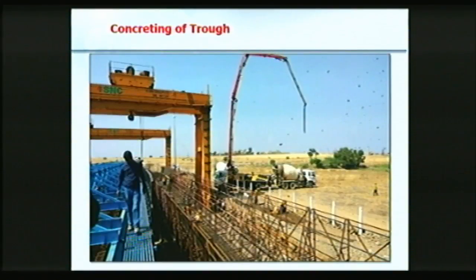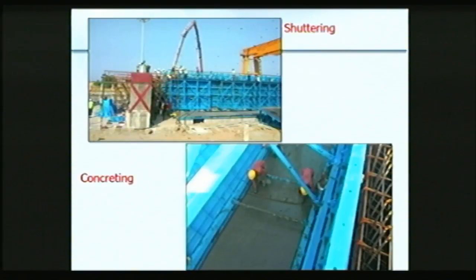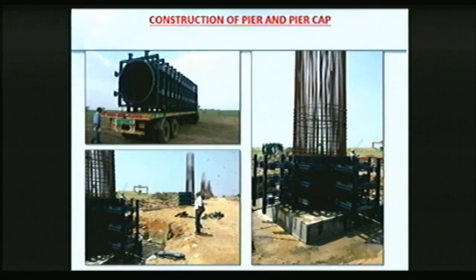And this is where concreting is being done, and concreting is in process. We used M50 concrete, and slump was around 75 to 90 mm using PC-based admixtures, and GGBS was also used to get the required slump. And this is the formwork for the pier, which was cast in situ with M40 grade of concrete, again with the GGBS and PC-based admixtures.